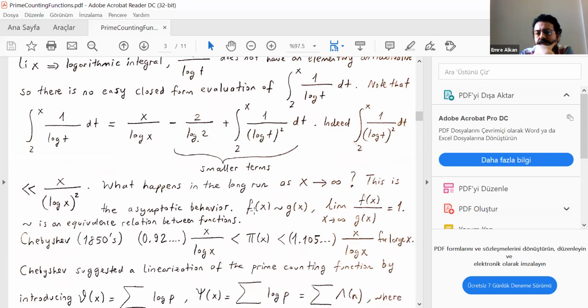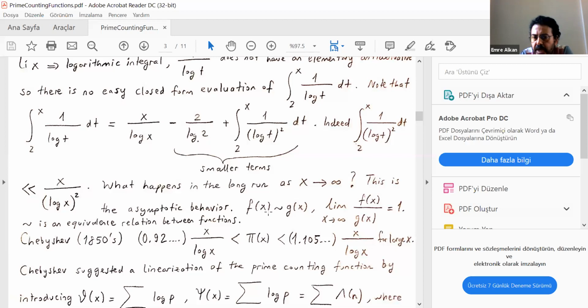Now, here is the definition. A function f is asymptotic to a function g, that's the notation, if the limit as x goes to infinity, in the long run, of their quotient is 1. So in some sense, this is saying that they grow at the same rate. Now, you can see that this is an equivalence relation between functions. And it's a nice way of looking at functions. You can have a complicated function, but if you are interested in its behavior in the long run, then you can interchange the function with an asymptotic companion.